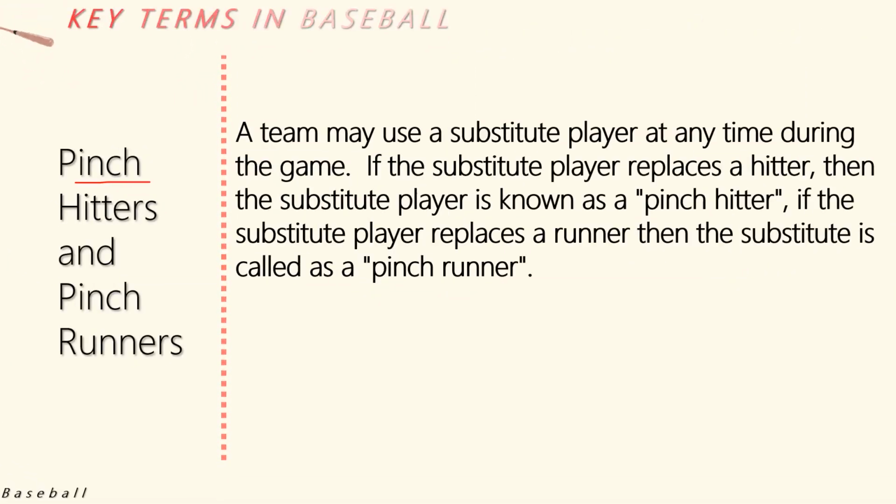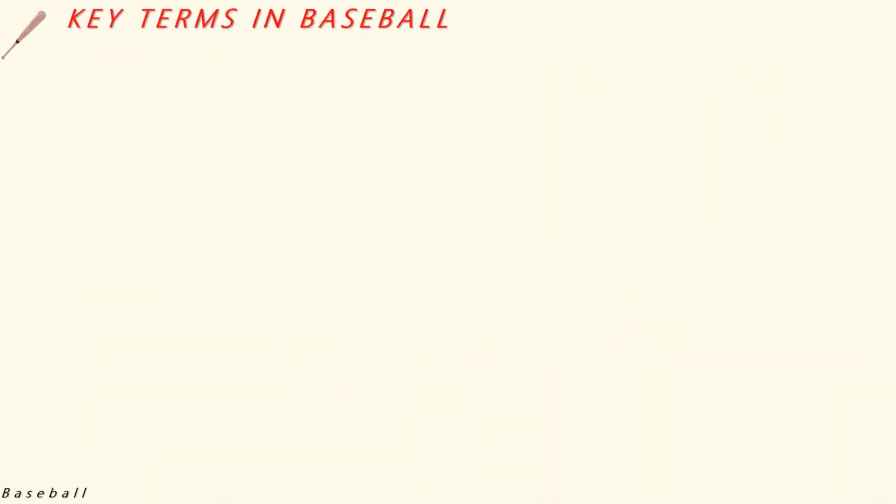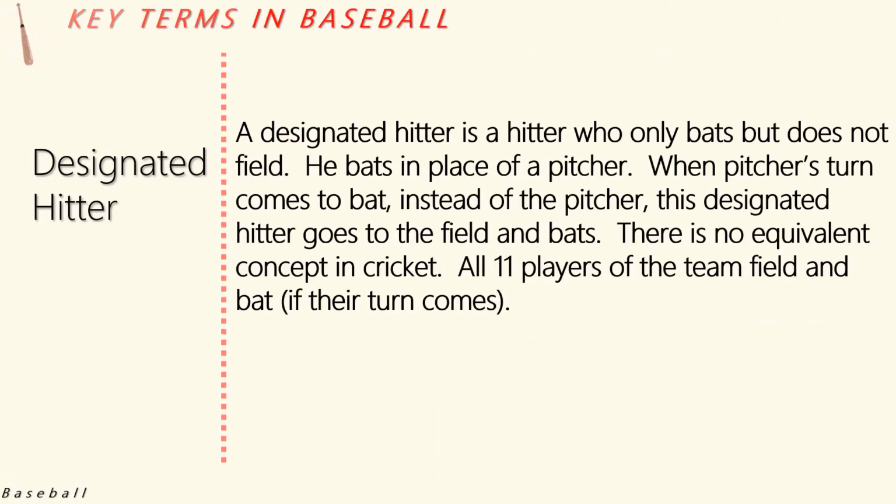A pinch hitter and a pinch runner, these are basically substitute players. If a player substitutes a hitter, then he's a pinch hitter. If he substitutes a runner, then he's a pinch runner. A designated hitter is a player who is meant to only bat and not field. These players bat in place of the pitcher.